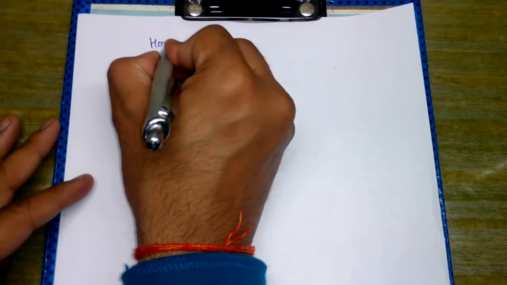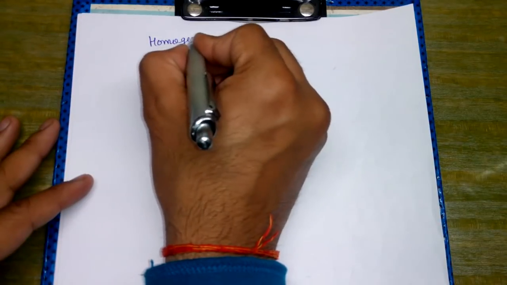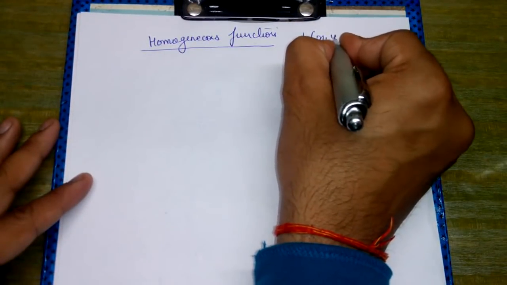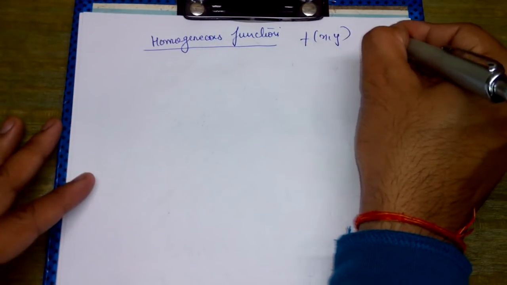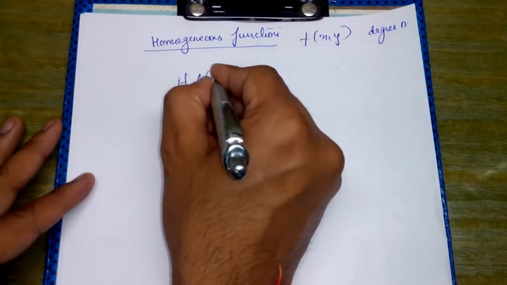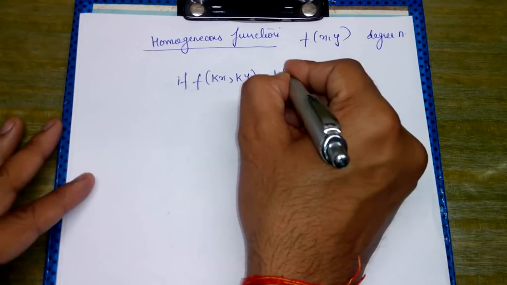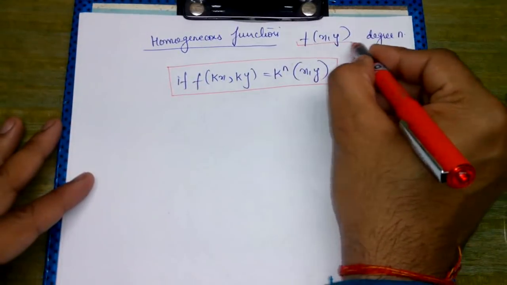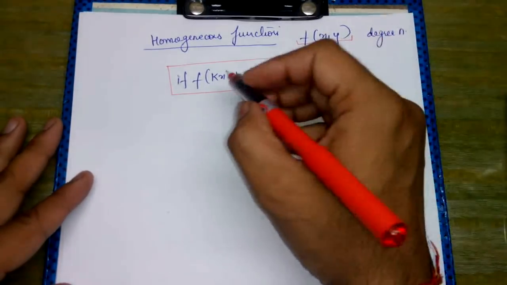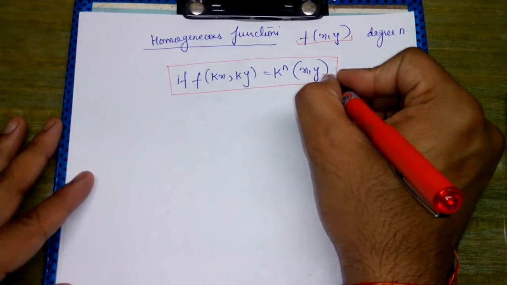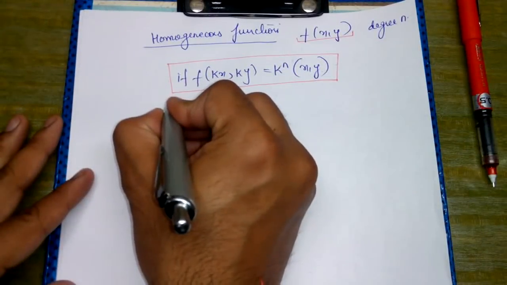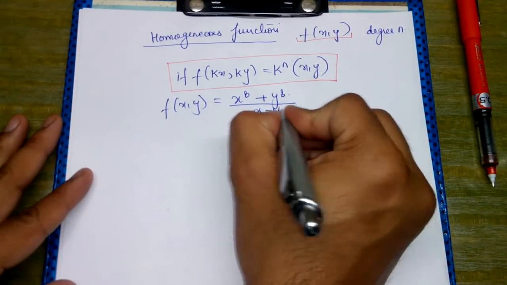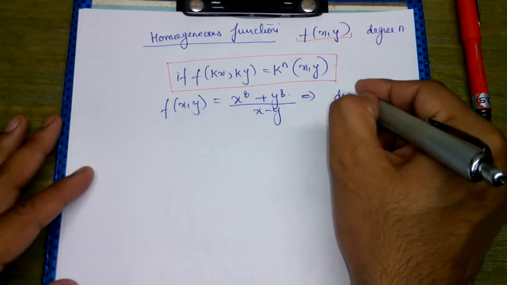So now let us discuss homogeneous functions. A function f(x, y) is said to be a homogeneous function of degree n if f(kx, ky) = kⁿ f(x, y). This is a very important definition of a homogeneous function. For example, if we have f(x, y) = (x⁸ + y⁸)/(x − y), this is a homogeneous function of degree 7.